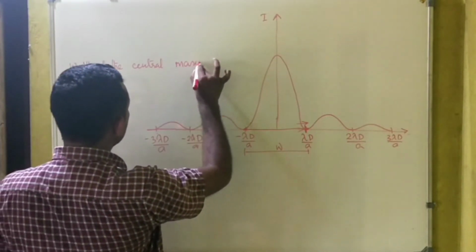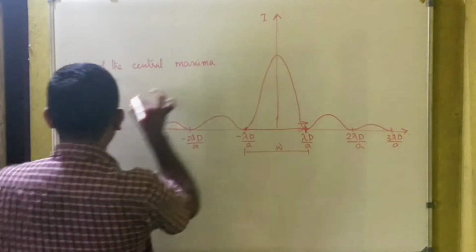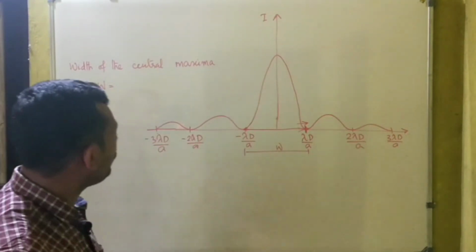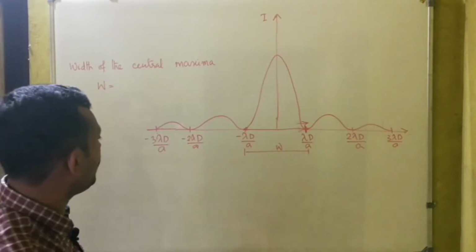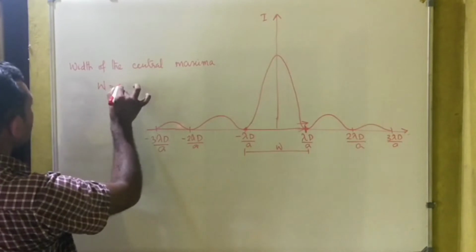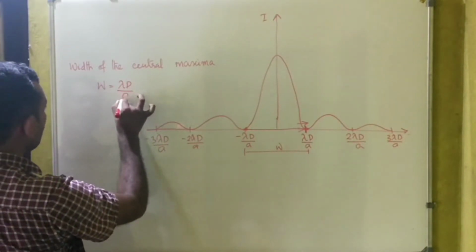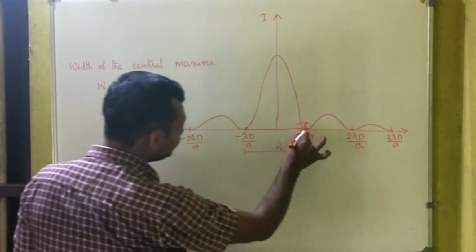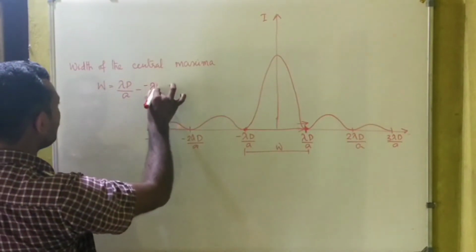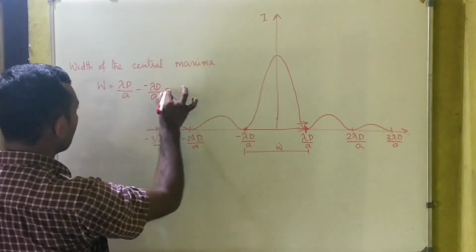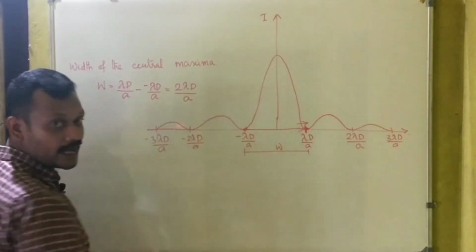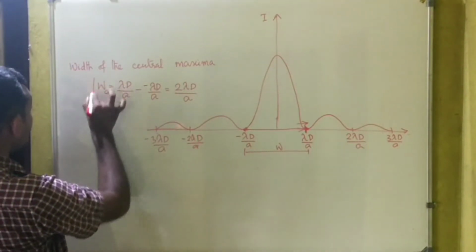Width of the central maxima, W, is equal to, what is the width of the central maxima? It is this distance, right? Which is lambda capital D divided by a, minus, so this position minus this position I have to take, minus lambda capital D divided by a. The width of the central maxima is 2 lambda D divided by a. This is the width of the central maxima.